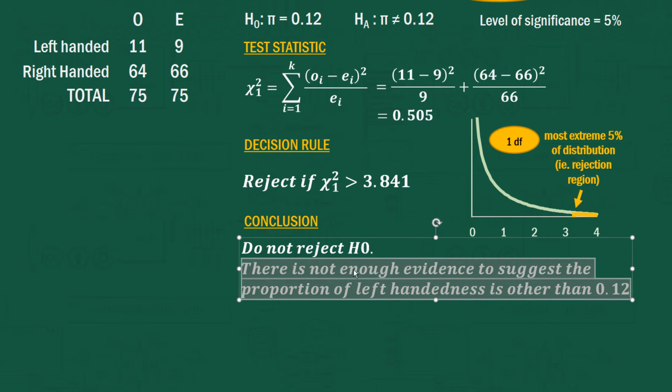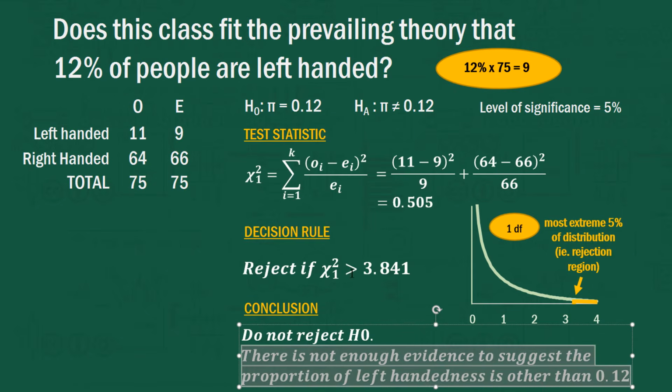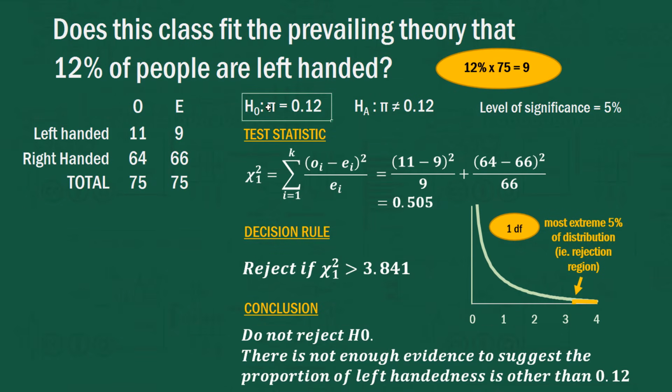And that's really the best way of concluding here, because all we've been able to show is that there's not enough evidence to get us to this alternate hypothesis. Okay, that's not to say that the true proportion is in fact 12% or 0.12. We just haven't got the evidence to reject it. So yes, you could loosely say that this fits the prevailing theory that 12% of people are left-handed. But I guess more strictly, you could probably only say that we don't have the evidence to reject the prevailing theory.